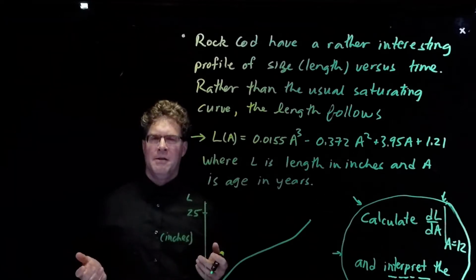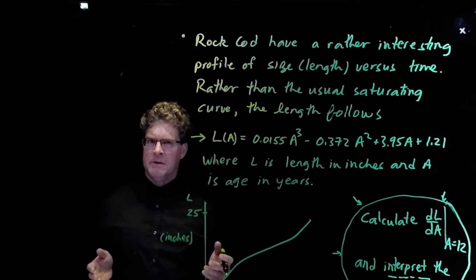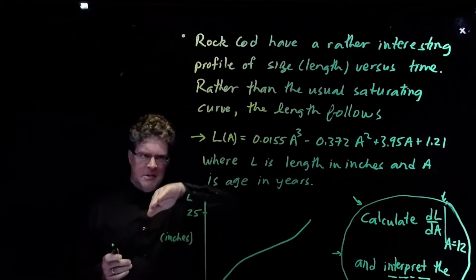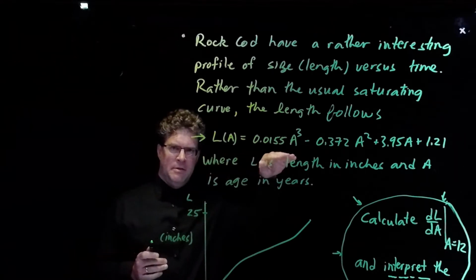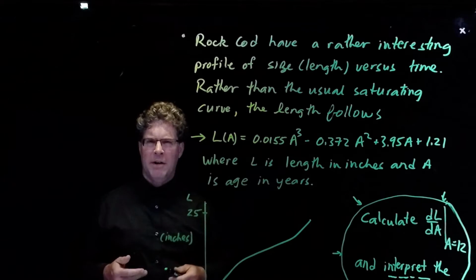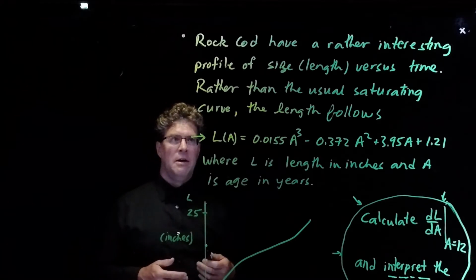So the rock cod is kind of an amazing fish. Most growth curves for fish saturate. So the length of the fish versus its age will level off, and older fish grow slower. But with the rock cod, it's kind of turned on its head. So larger fish can actually grow pretty quick.